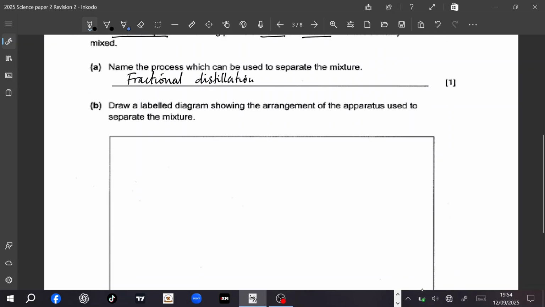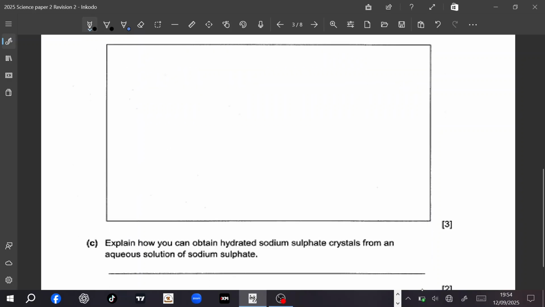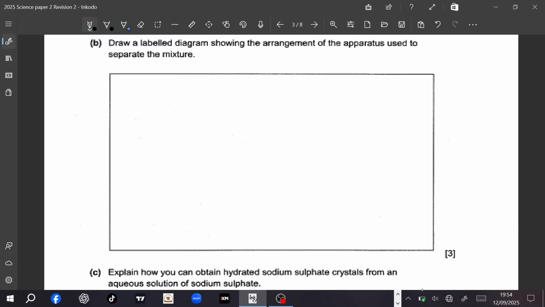Then B, they are saying, draw a labeled diagram showing the arrangement of the apparatus used to separate the mixture. So this one, they put 3 marks. For me, this one was involving, they were supposed to put like 6 marks. Yes, because drawing would consume a lot of time, which means that for someone to finish drawing, they must gain a lot of marks.